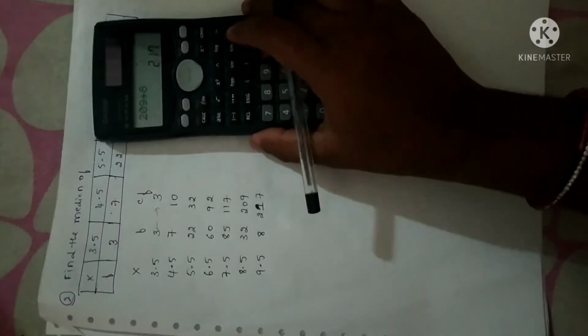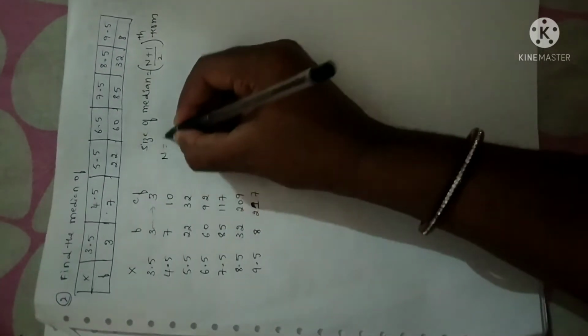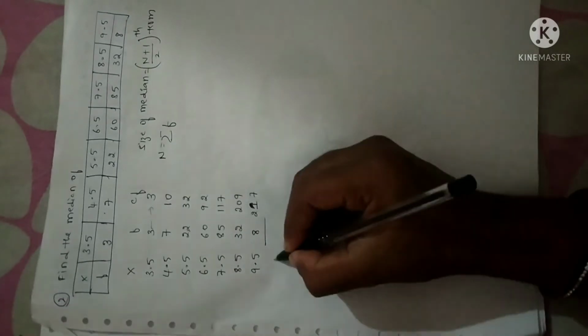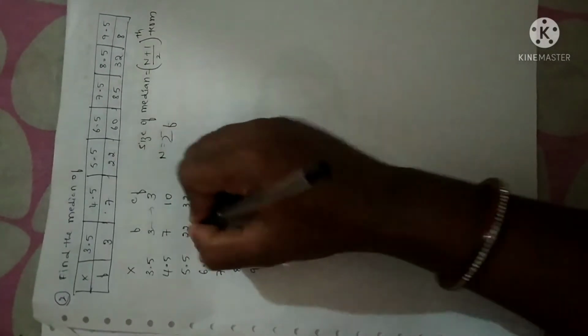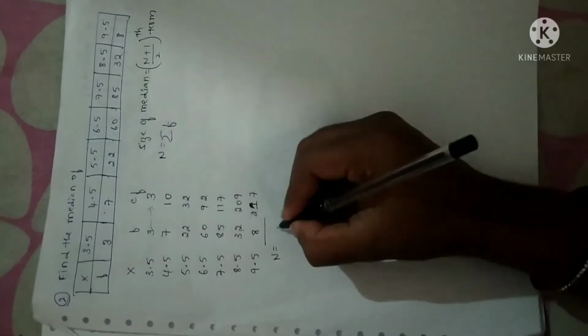Now write down the size of the median. The size of the median is given by the (n plus 1) by 2 th term, where n is the sum of the frequencies. I am repeating once again, n will be the sum of frequencies, so you have to add all the given frequency values. Now let me add the frequencies: 3 plus 7 plus 22 plus 60 plus 85 plus 32 plus 8. When you add all this, you will get 217.